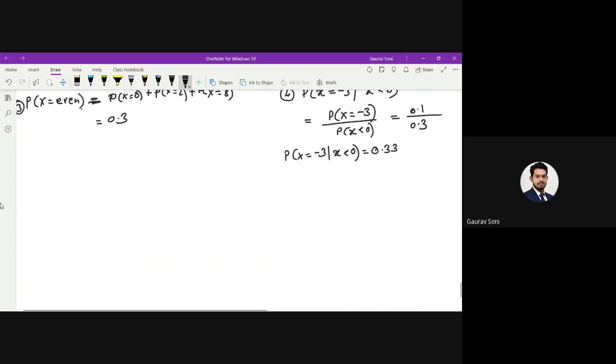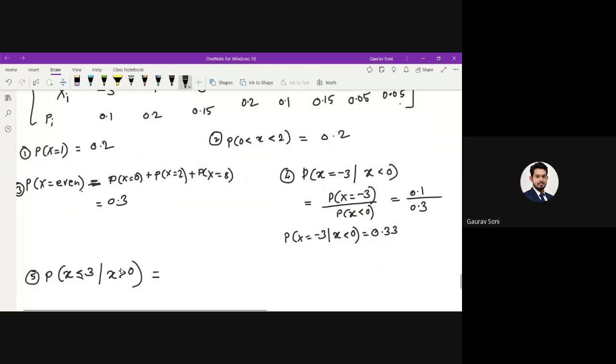Can you tell me the fifth one now on your own? The fifth one was probability of x less than or equal to 3, condition x greater than 0. What is the intersection? X equals 1, 2, and 3. So it is going to be probability of 0 less than x less than or equal to 3 upon the probability of x greater than 0. Just put the values and tell the final answer.